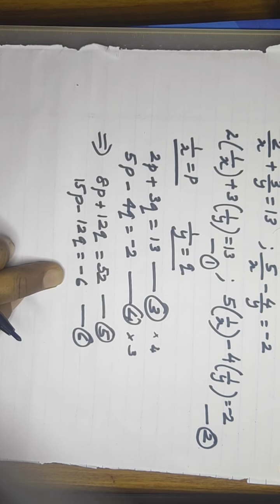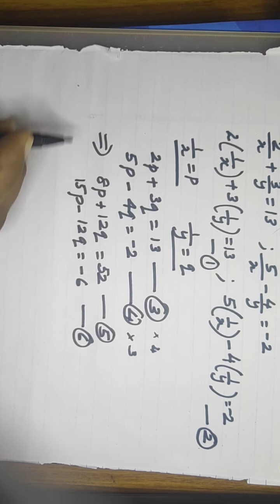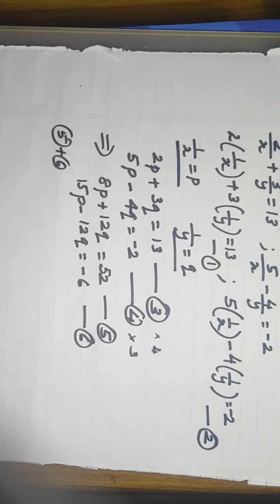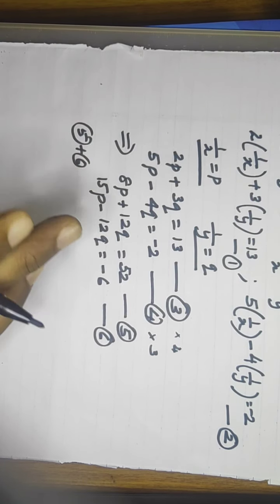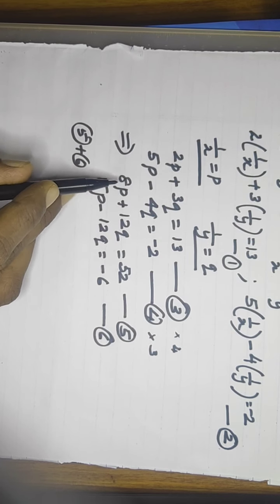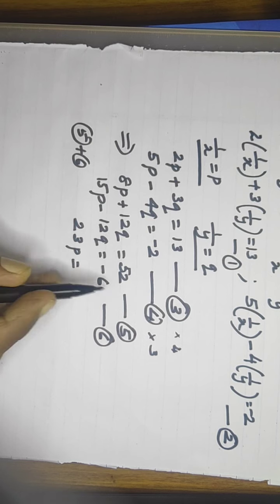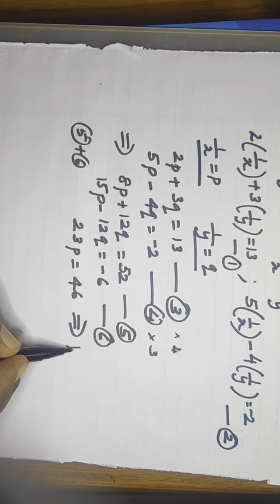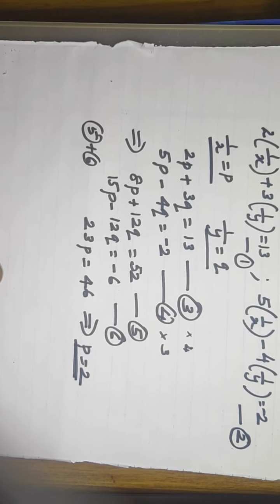Now look at equations 5 and 6. Coefficient of q is same, only sign is different. So if you add 5 and 6, you will be able to eliminate q. That time you will get p value. That means 15 plus 8 is 23p. If you add these two, you will get 46. From this it is clear that p is 2. So we got the value of p, 2.